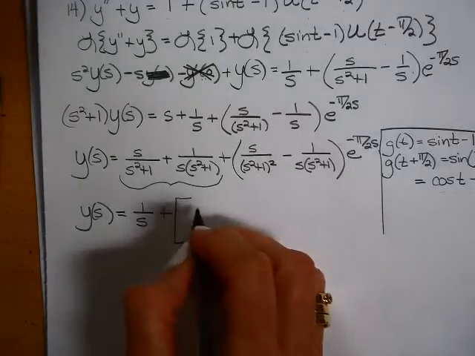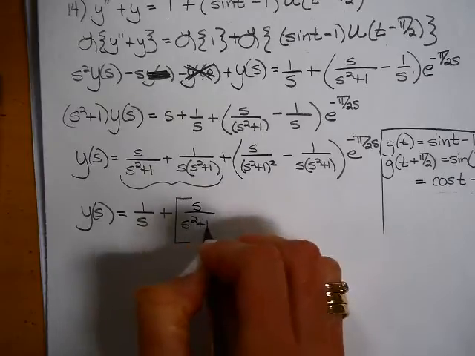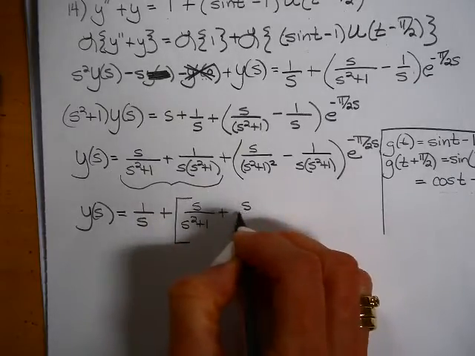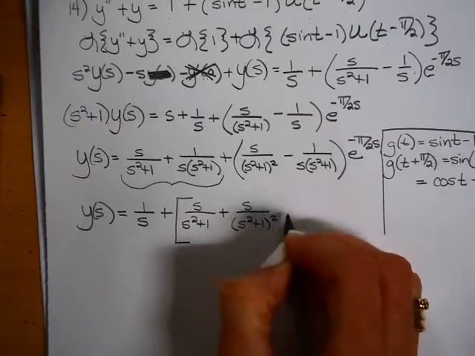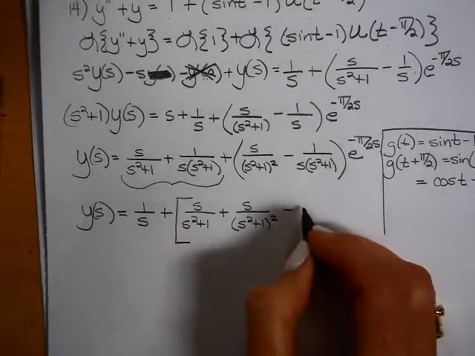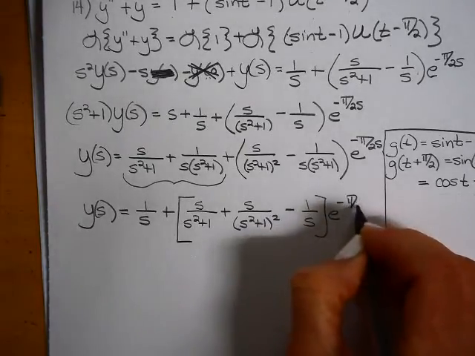All right, this one, I've got s over s squared plus 1 plus s over s squared plus 1 squared minus 1 over s, e to the negative pi over 2s.